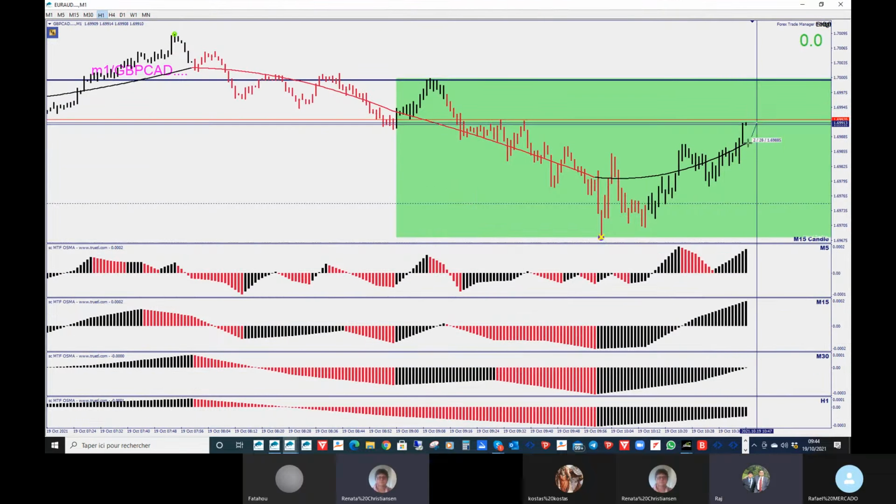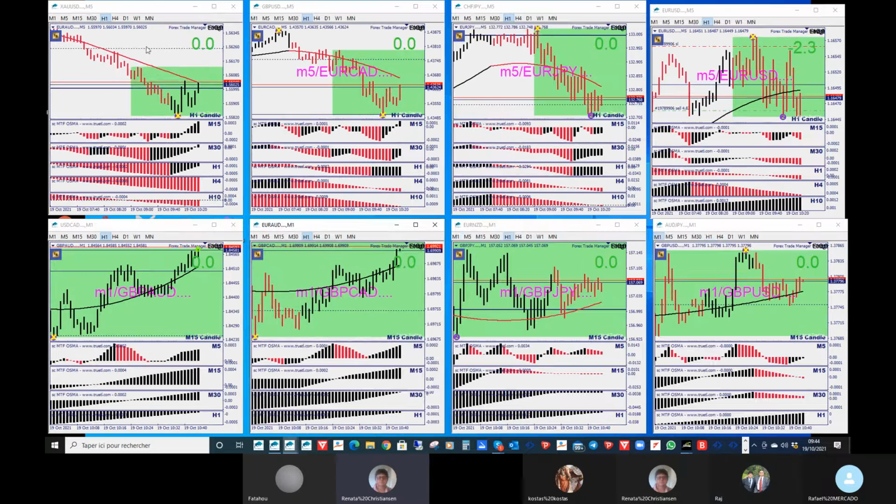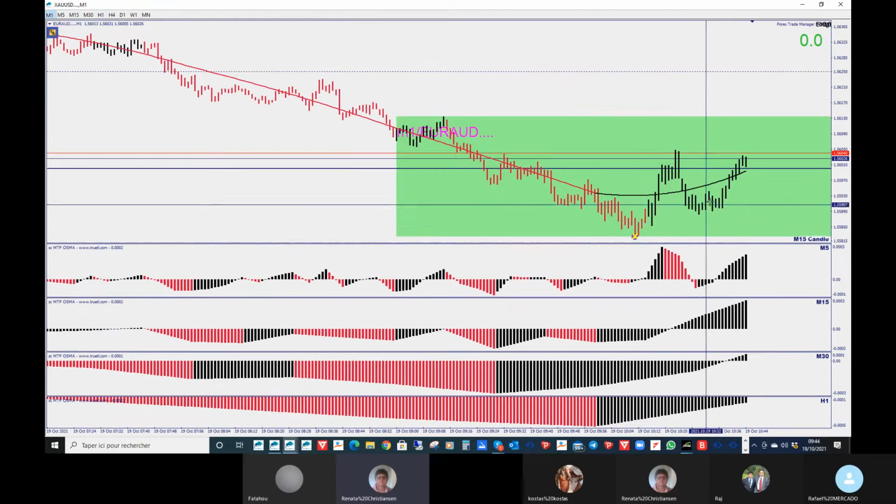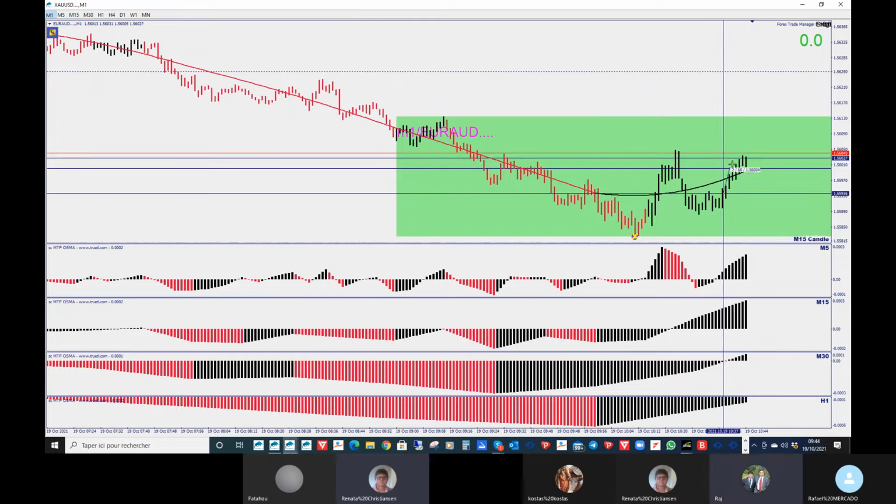Yeah, Euro Aussie also was a good trade. I think it's still having potential here. It's just the H4 hasn't turned around, so it's not a 5 minute trade, it's a 1 minute trade. You gave 2 trades just like the pound Aussie.